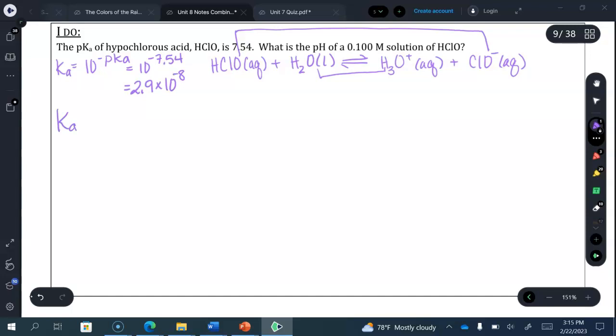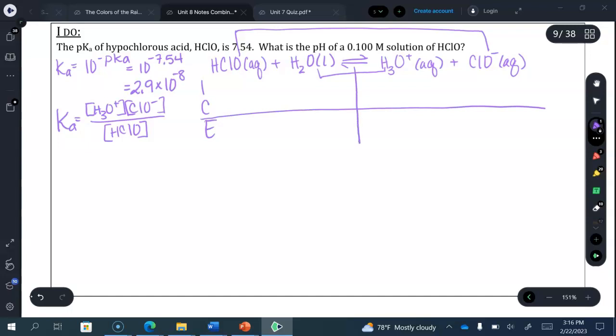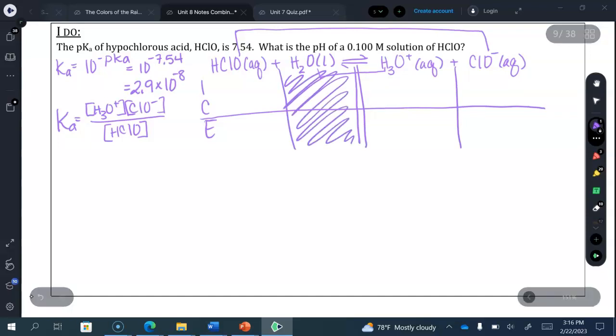We also know that the equilibrium constant expression for this is the H3O plus hydronium ion concentration times the hypochlorite ion concentration divided by the concentration of hypochlorous acid. And so now we are ready to set up our ICE table. Because it involves K, this is an equilibrium problem, so we will use an ICE table. In all ICE tables or equilibrium problems, we don't look at liquids or solids, so I can cross off water. Our initial concentration of the hypochlorous acid is given as 0.1 molar.